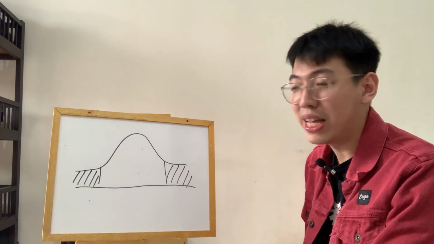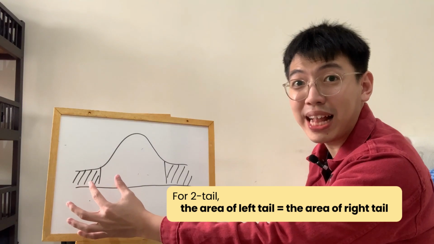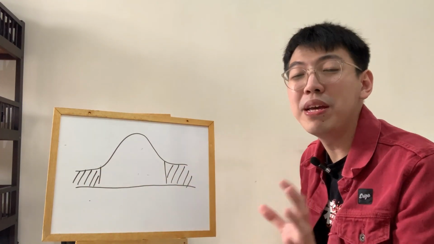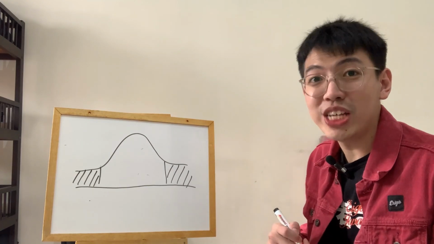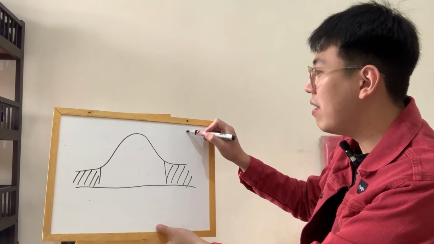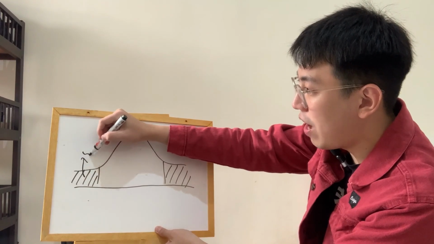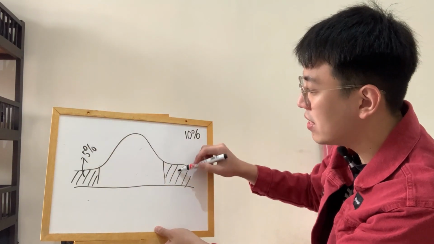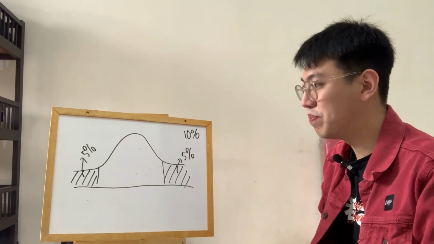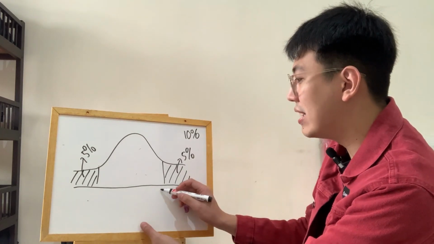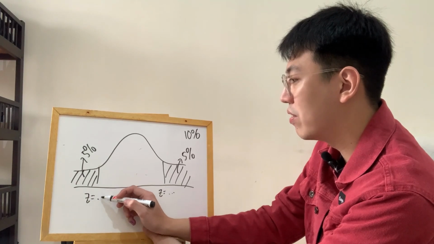If it is two-tailed, the area of the left tail will be the same as the area of the right tail. It will always be the same. Okay? So if I know that the shaded area is 10%, it means this is 5% and this is 5%. Clear enough? Now I will ask you to find the C here and C here.